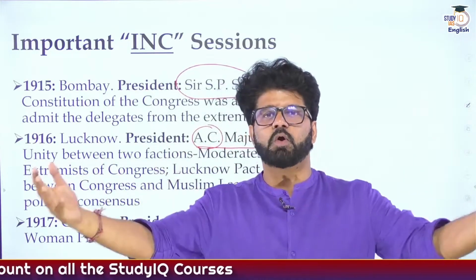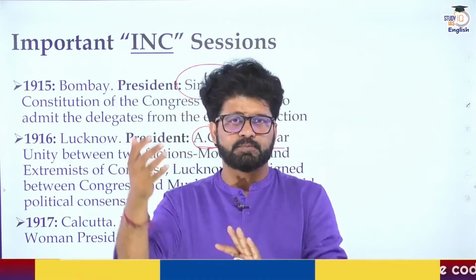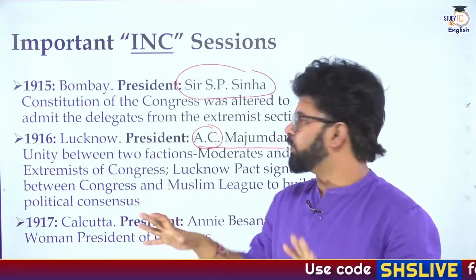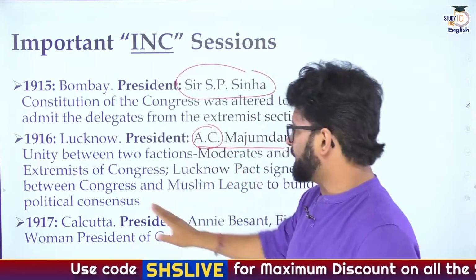Again, we have just discussed moderates and extremists, they came together. Congress and Muslim League came together. Congress accepted separate electorates because they wanted unity. So all these things happened in 1916. We are just talking about the summary.